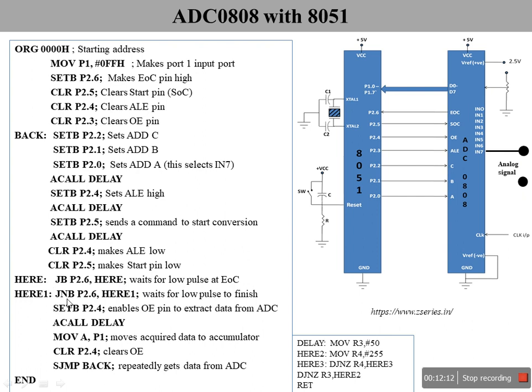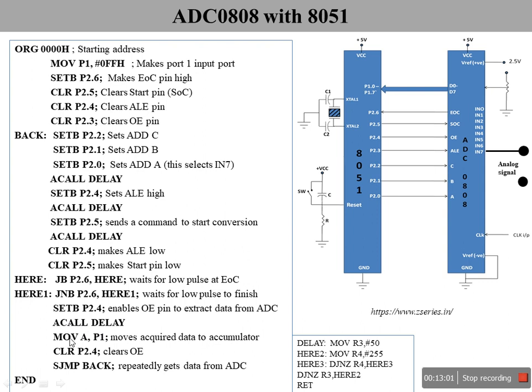Then jump if not bit 2.6, waiting for the low pulse to finish. Once you get this, set bit 2.4, which enables the OE pin, output enable, to extract data from the ADC. So what is done here? After selecting the channel and latching, we give the proper handshaking signals. Once the start of conversion signal is given, whatever is connected to the input will be available to the pins, and the ADC 0808 will convert it into equivalent digital data. Then you enable the OE pin, and once it is enabled we will be able to read into the microcontroller.